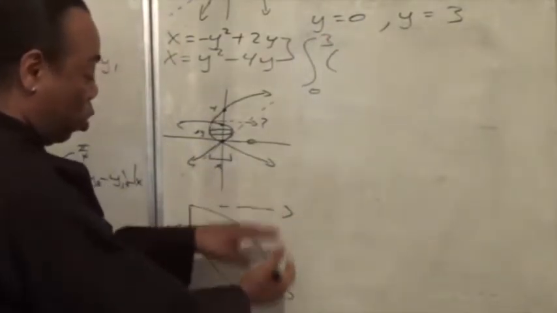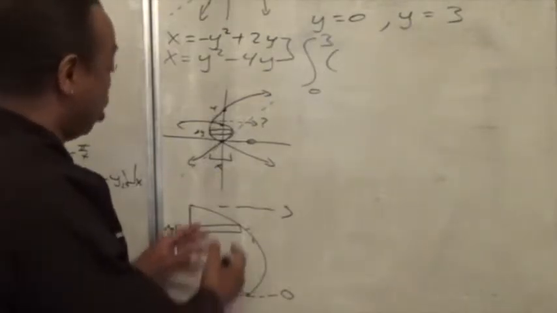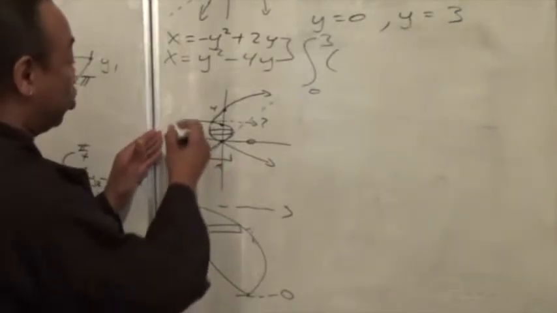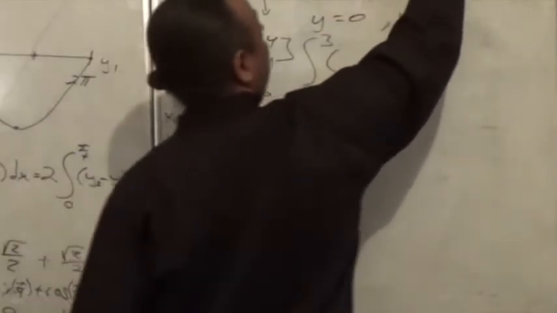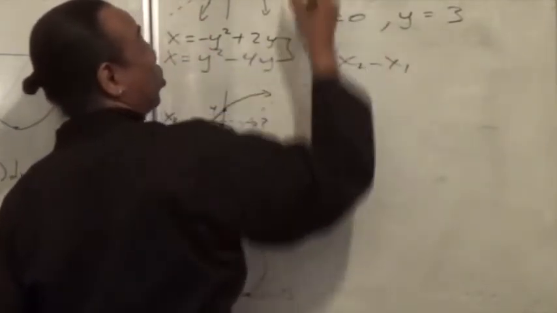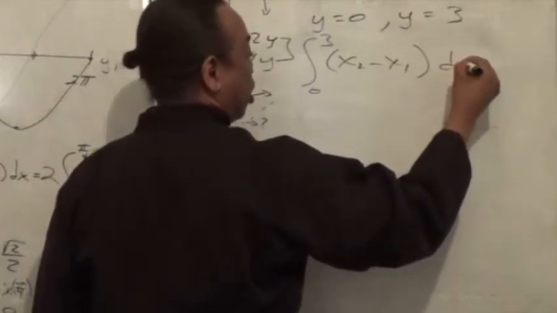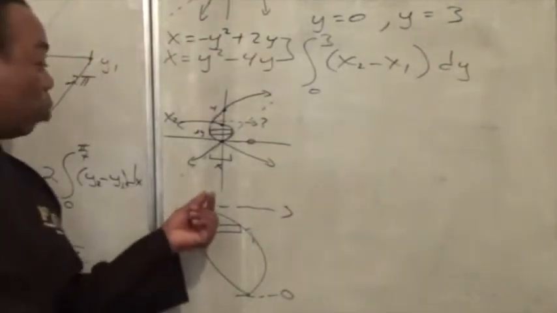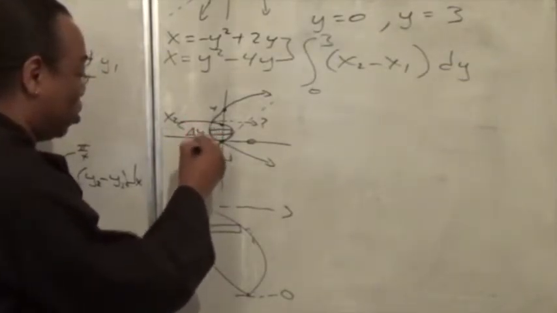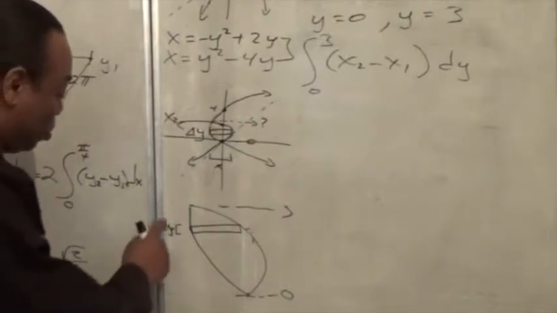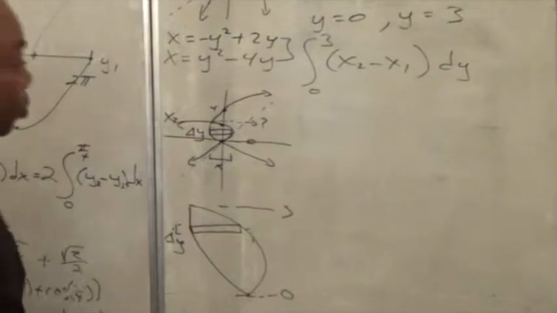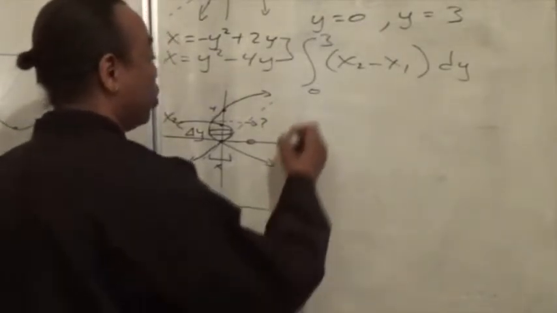And this will be the right side minus the left side. My right side, which is this curve right here, so here, this is my x2. Minus x1, which is this one. And this will be all with respect to y, because I have delta y's here. It's a little hard to see, it's kind of small. Those are delta y's. And that's a delta y as well. Okay, so let's go ahead and solve this.